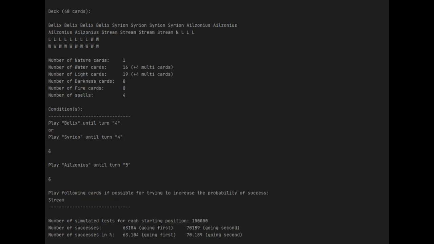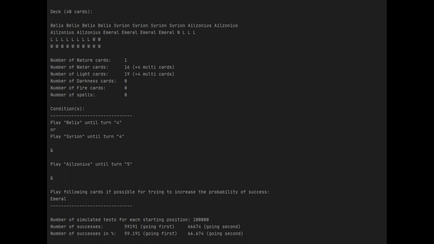And as we see here, the odds increased to 63.1%. So from 55 to 63 is like 8% by those 4 copies, and when we compare that to just Emerald, nothing else, basis plus Emerald, it's like 59%. So in general, for achieving your goal of Ailzonius turn 5, it is better to have Energy Stream than to have Emerald, and the difference is 4%, which is not small in my opinion.